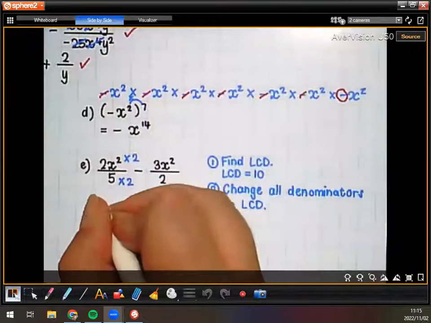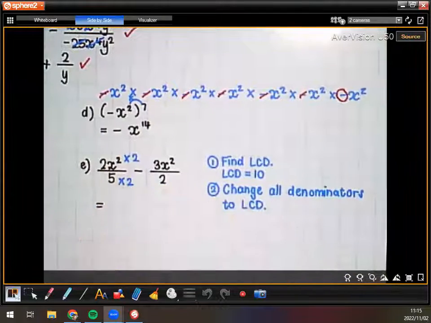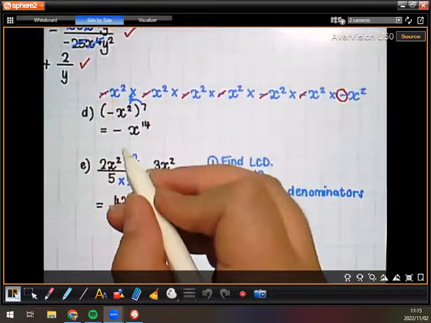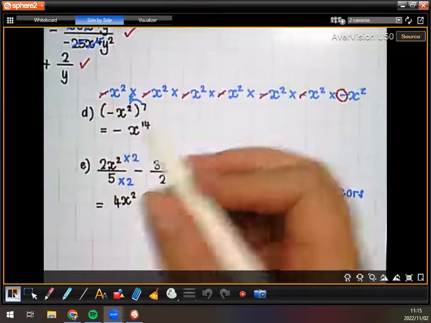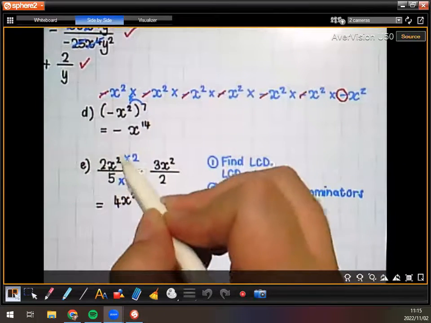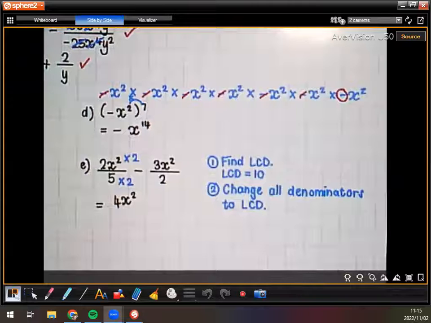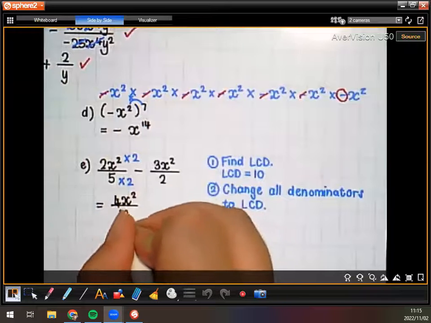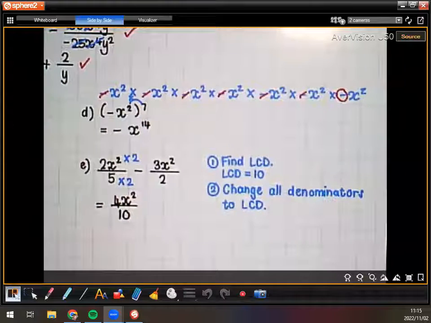So that fraction, guys, is going to become, what's 2x squared times 2? 4x squared. This times 2 is not an exponent, right? Maybe it looks like it is, but I'm timesing 2x squared by 2, the number 2. It's not an exponent. Over what's 5 times 2? 10. And that's what we want.